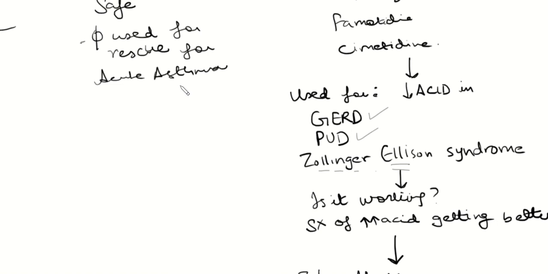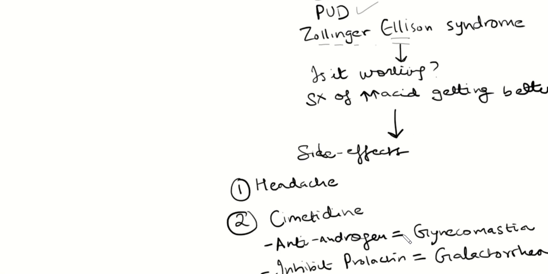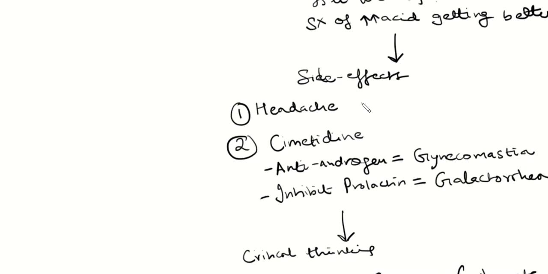Is it working? Well, if I'm giving it for gastroesophageal reflux disease, are the symptoms of acid getting better? They are, so it's working. Peptic ulcer disease, is the dyspepsia better? So again, that's one of the things that we can assess. Side effects, again, you have headaches, like you have with everything. With cimetidine, there are more drug side effects. Even though they're generally very safe compared to some of the other drugs, a safer profile, cimetidine in particular has more drug side effects.